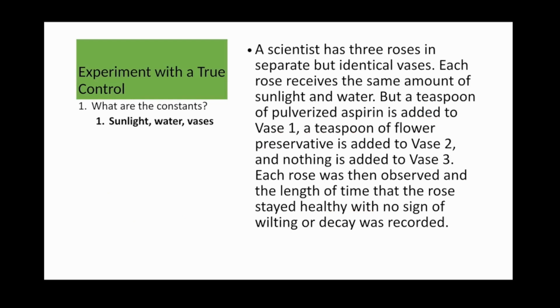So in this example, it says a scientist has 3 roses in separate but identical vases. Each rose receives the same amount of sunlight and water. So what are the constants? Sunlight, water, and then of course the vases.